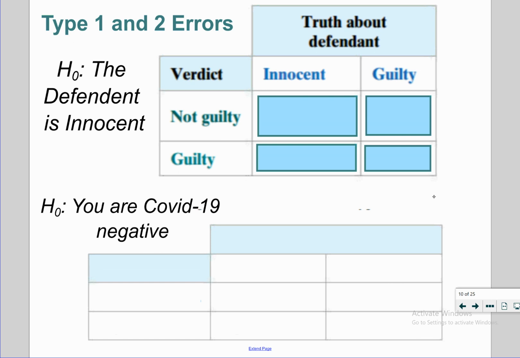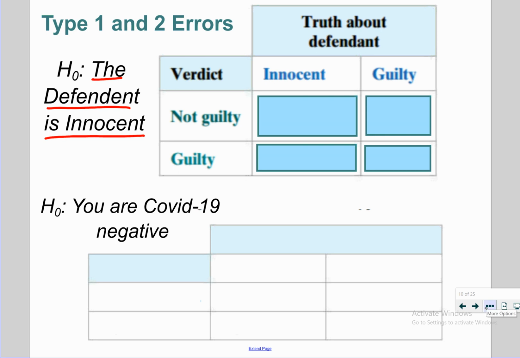The most common example, if you Google type 1, type 2 error, is the court system. And again, it all goes back to our null hypothesis to start. So what do we assume when someone goes to court? We assume innocent until proven guilty, right? Okay, got it. All right, so our null hypothesis is they are innocent.